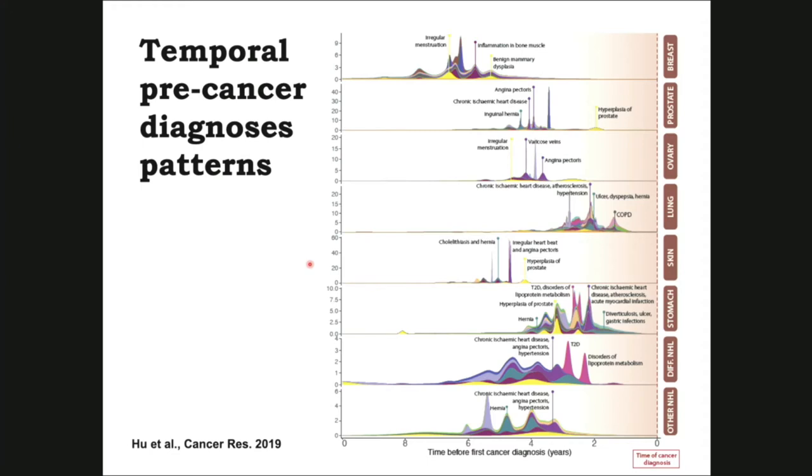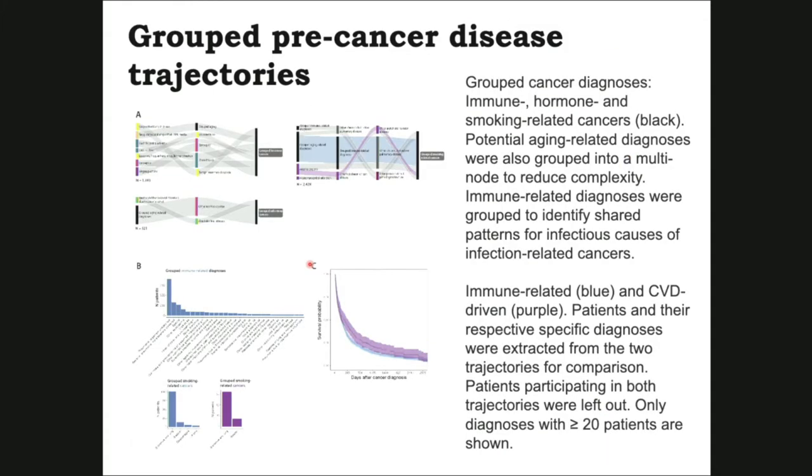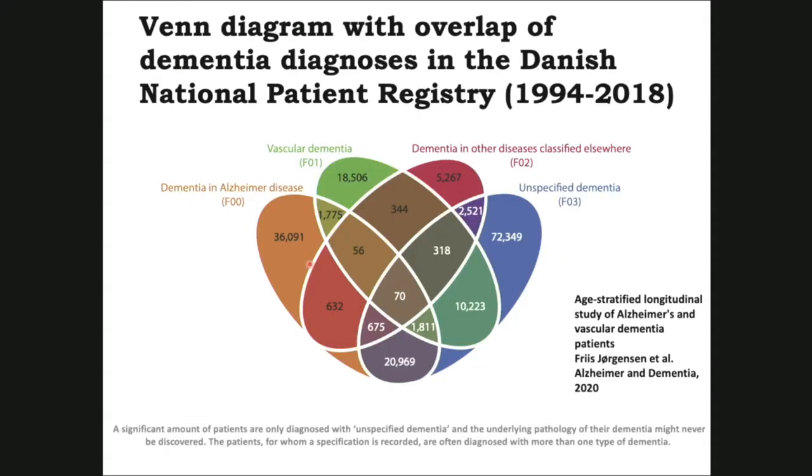When you get your first cancer diagnosis, out to the left for different cancers, which diseases are statistically significantly occurring before you get your first cancer diagnosis. Again, some of this might be causal, some might just be association, and then you can form trajectories out of this. And you can also merge some of these diagnoses if you have rare diagnoses. But I would like to go into a little bit more detail on a project that was just published in Alzheimer's and Dementia, the journal.